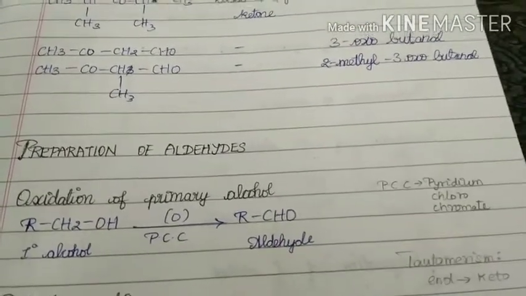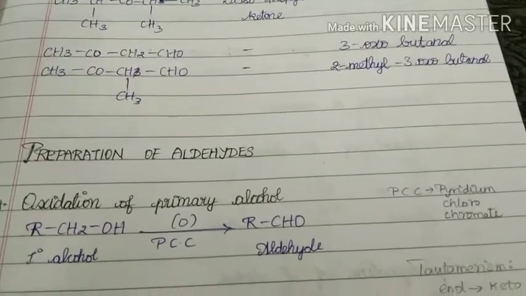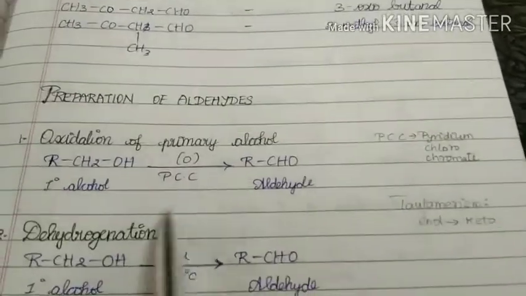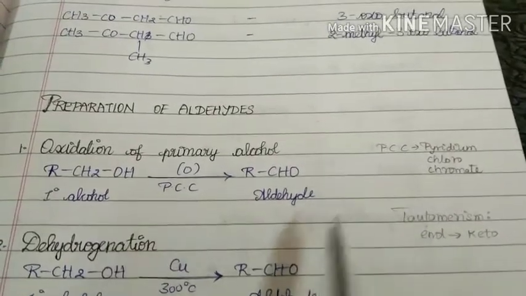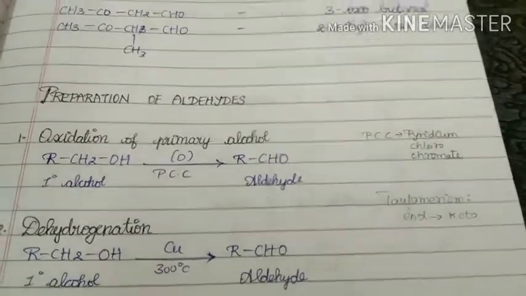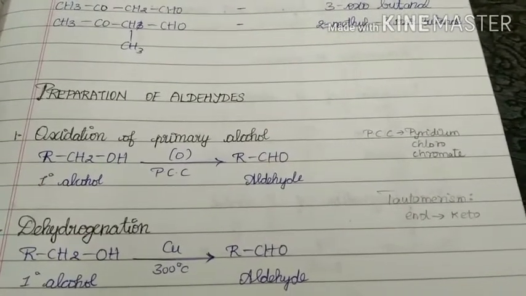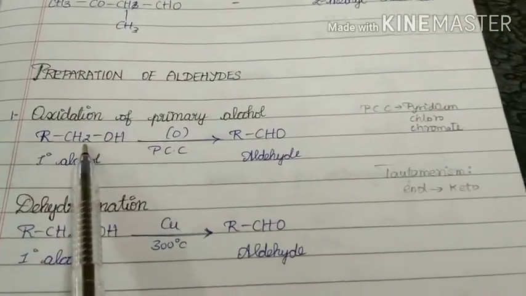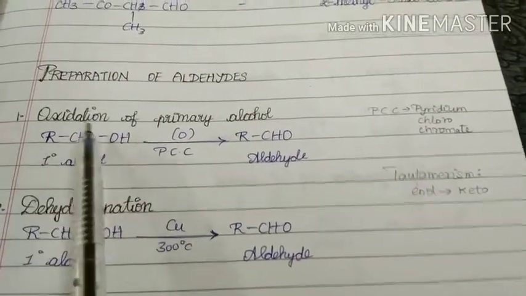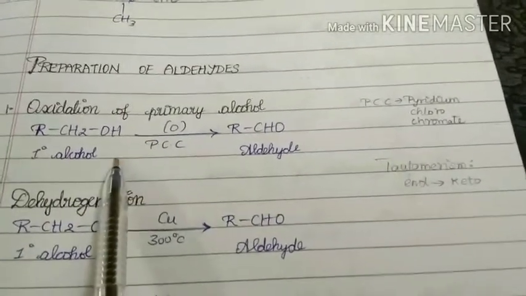So this is about the nomenclature of carbonyl compounds, nothing but aldehydes and ketones. Now we discuss the preparation methods of aldehydes and ketones. First we discuss the preparation methods of aldehydes, later the preparation methods of ketones. Preparation methods of aldehydes. First preparation method, oxidation of primary alcohol. We have seen this reaction already in alcohols.